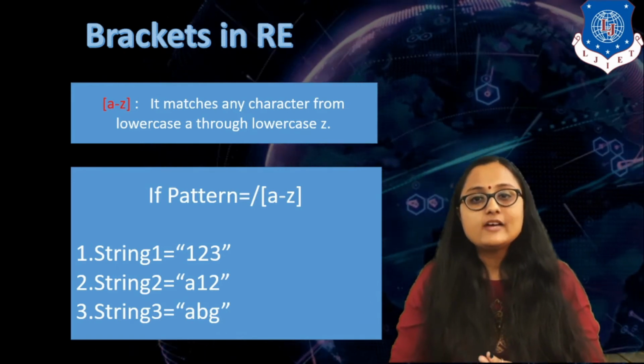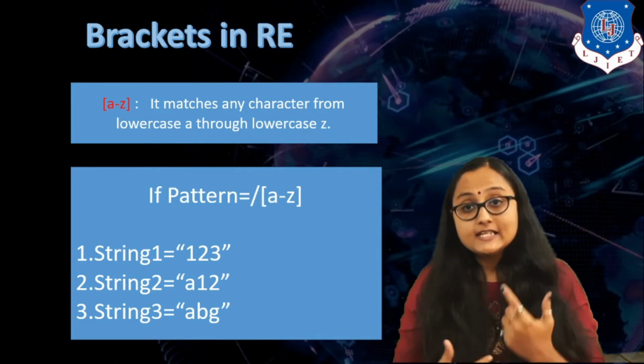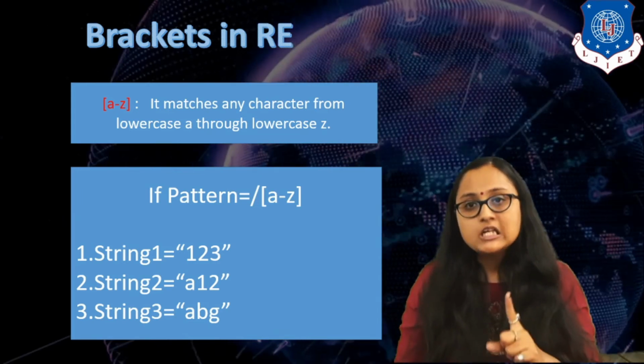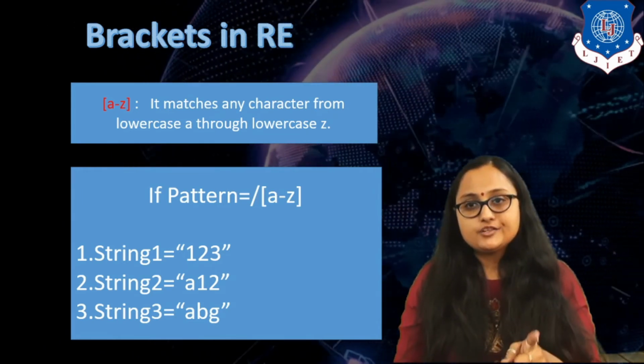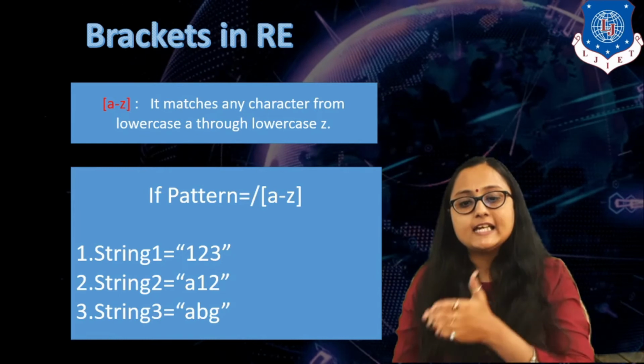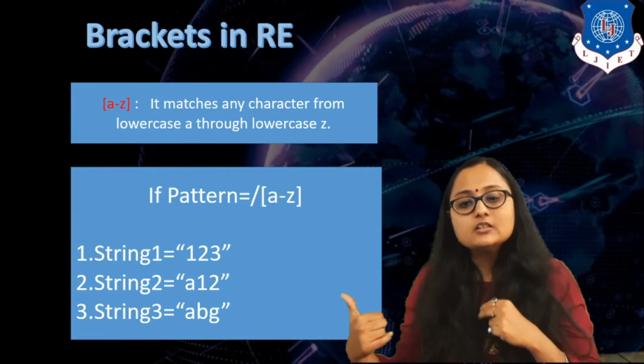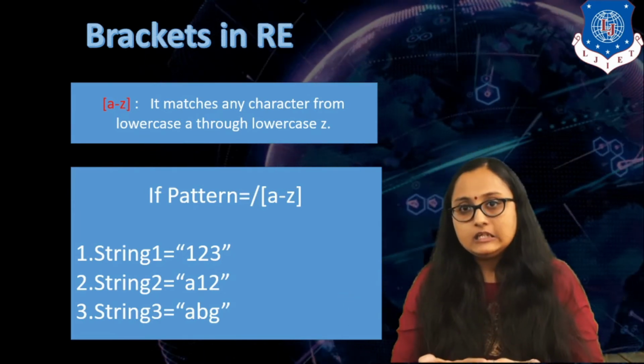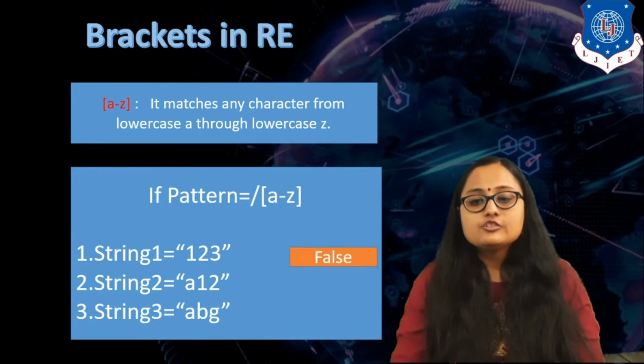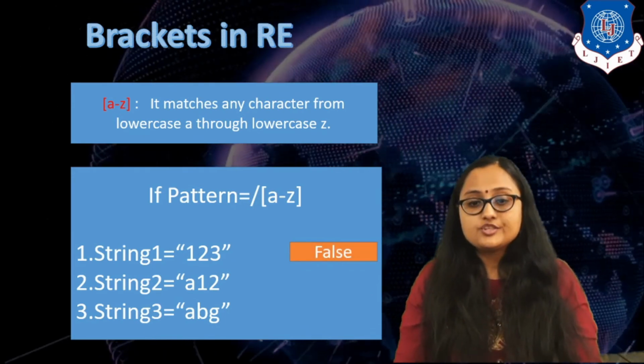Is the first string valid? No, because it indicates that there should be minimum one alphabet character from the range of lowercase a to z, but here it does not contain any alphabet in the first string. So according to my pattern, the string is false.